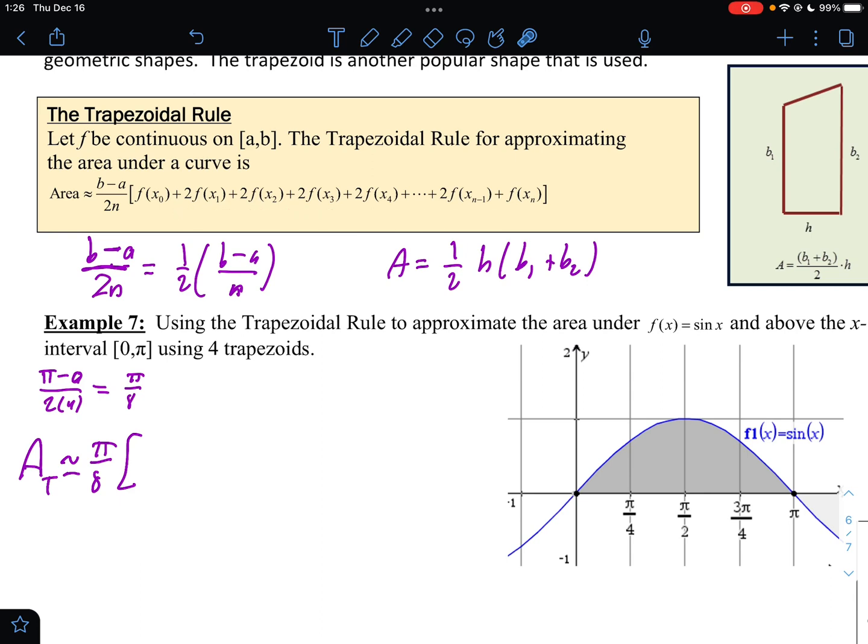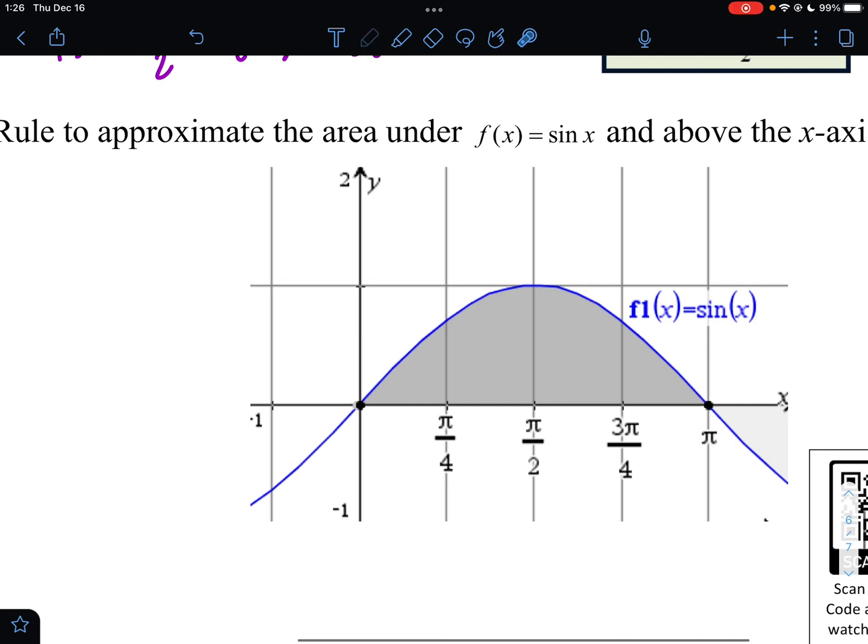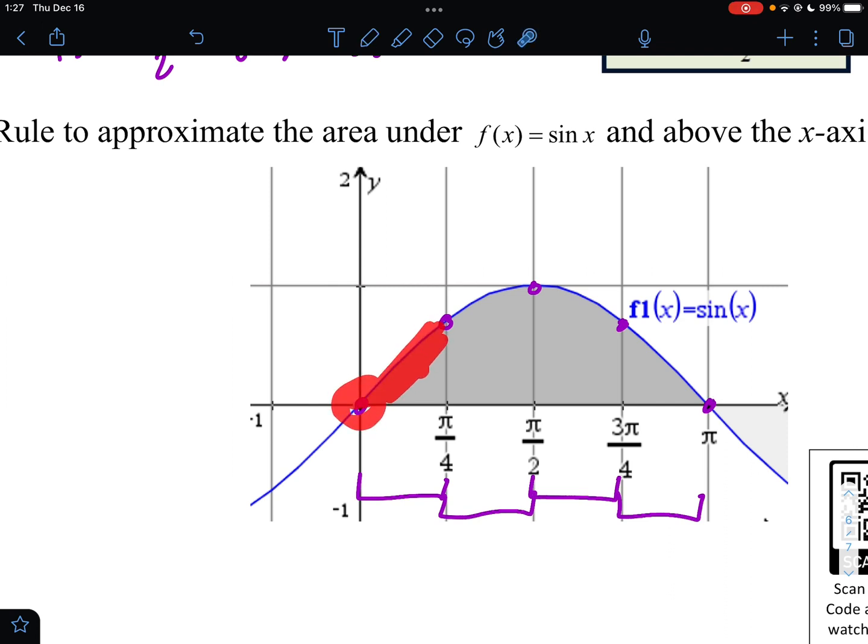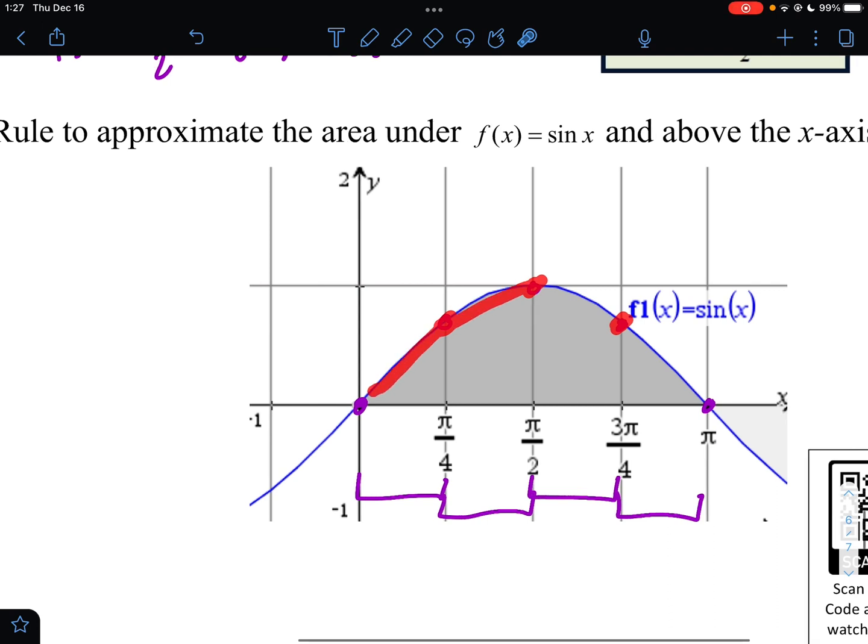Okay? So if we're using 4 trapezoids, 1, 2, 3, 4, right? So this is a height, this is a height, this is a height, this is a height, and this is a height. This height is only used once. It's in use in this trapezoid here. This height is only used once in this trapezoid here. But the 3 middle heights are used twice. One in the trapezoid to the left of it, one in the trapezoid to the right of it.